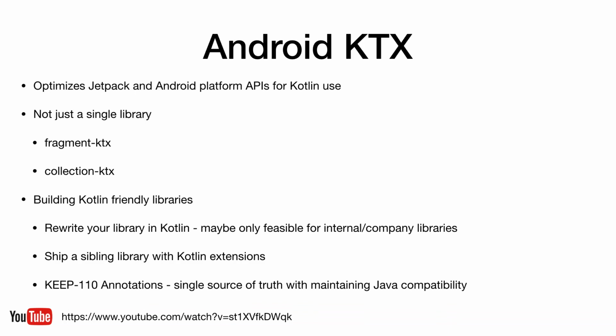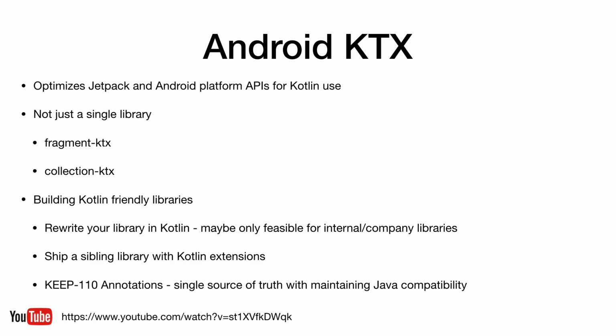So his 3 points are: 1, rewrite it in Kotlin, which may or may not work because then you might lose compatibility with some of the features that people in the Java space need or can lose out on. You can ship a sibling library, so as well as having the Java version of your library, you just build another version which is written in Kotlin and makes use of the Kotlin specific language features. Not great because now you've got code in 2 places.